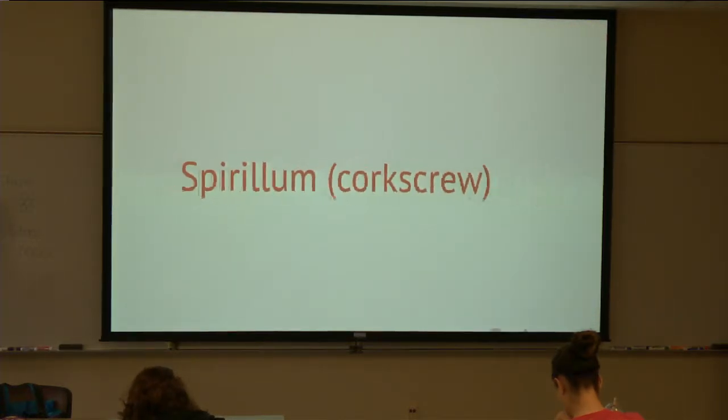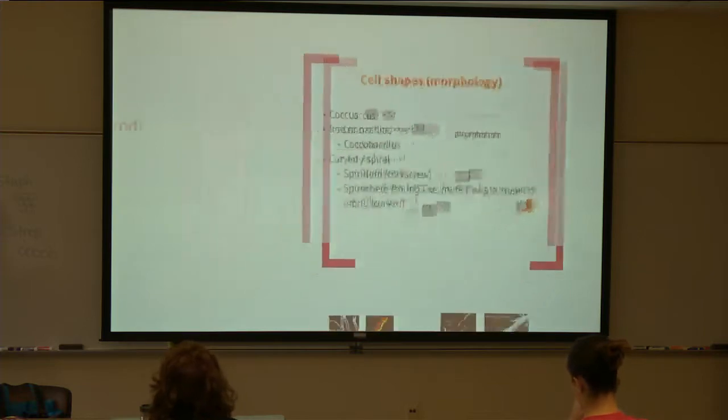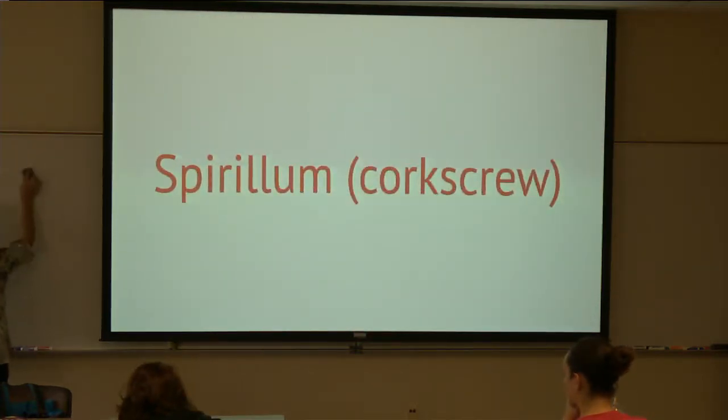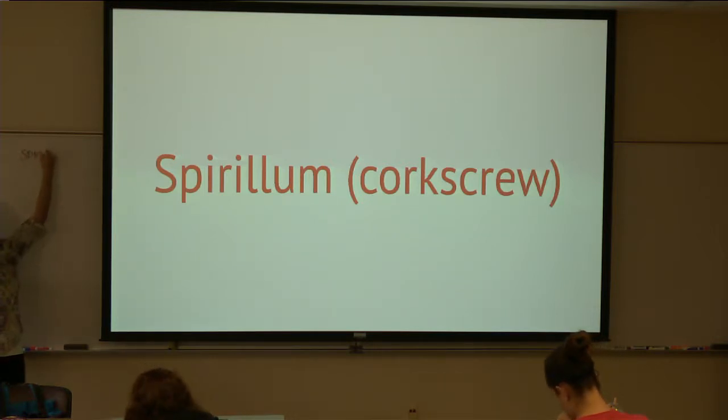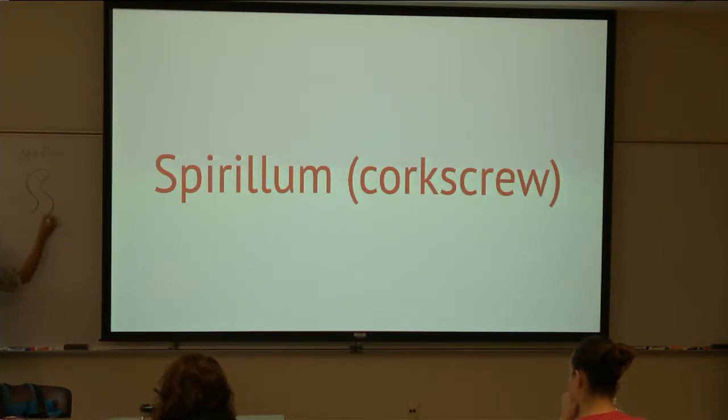Okay, now let me move back one slide. We're going to talk about curved and spiral shaped bacteria. The first one that we have is going to be spirilla, or spirillum, singular. For spirillum, they are going to be thick, spiral-shaped bacteria. Not the greatest artist, my attempt to draw this guy. Pretty thick like that. So thick, spiral-shaped, and they always have flagella. On this one, I drew flagella at both ends. Sometimes they only have the flagella at one end.